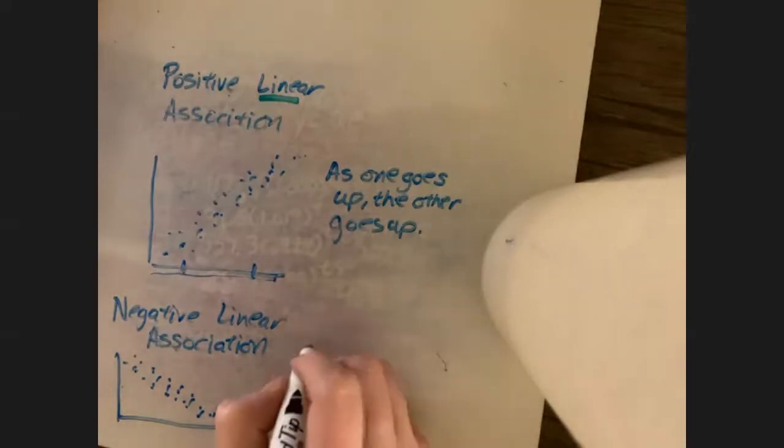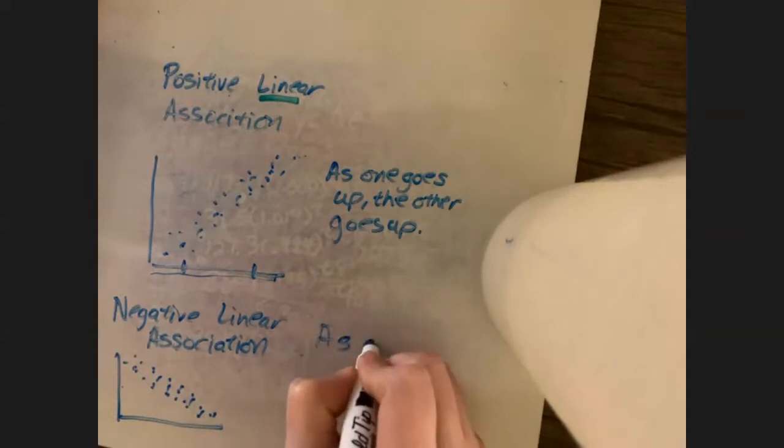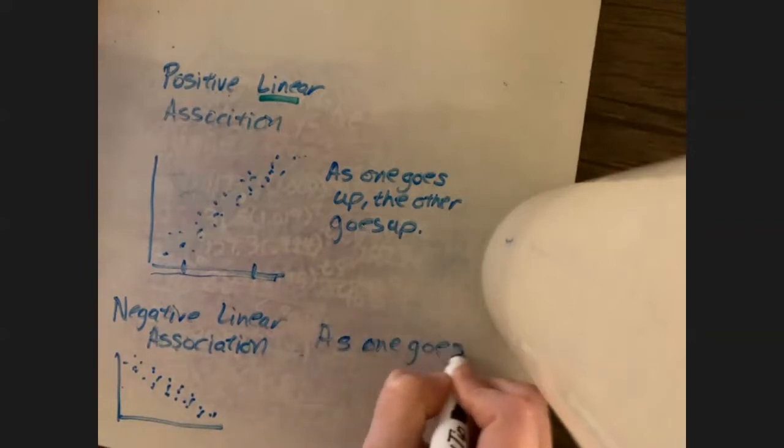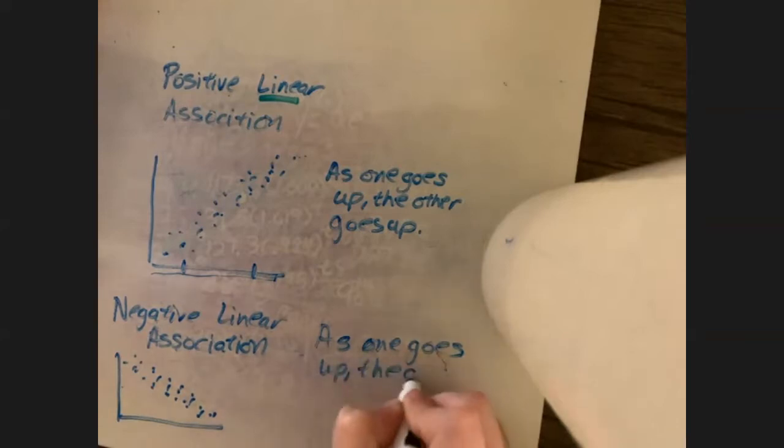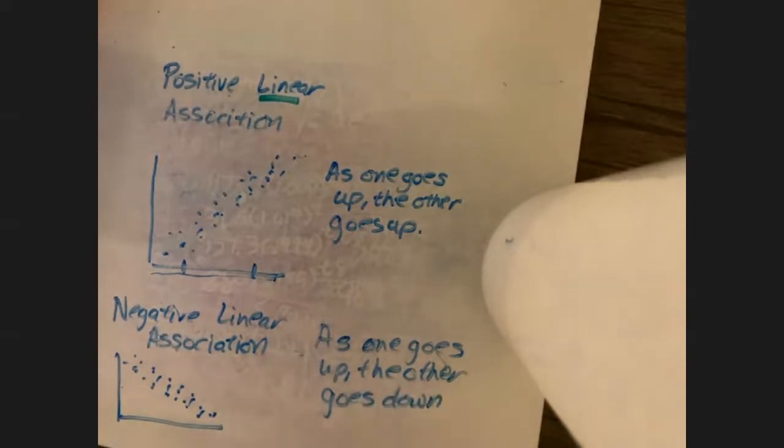Okay, now with the negative one, as one goes up, the other goes down. Notice here, as my x's go up or get bigger, the y values are decreasing or coming down. Sometimes they'll ask, as one goes up, what does the other do? In a positive linear association, as one goes up, the other goes up, and as one goes down, the other goes down.